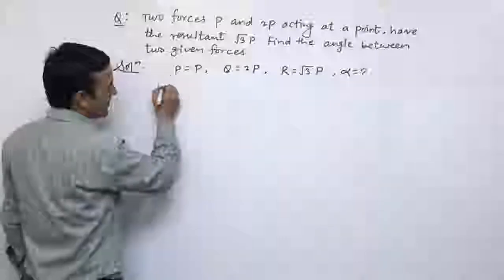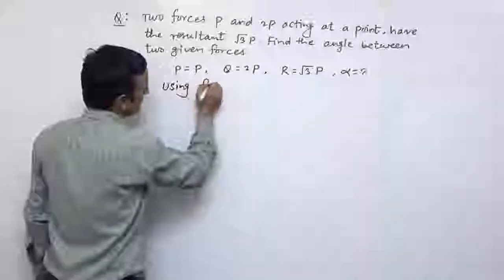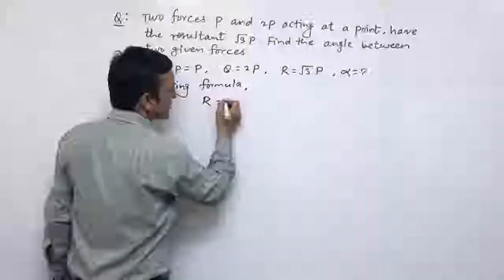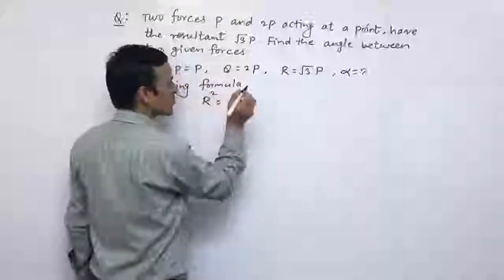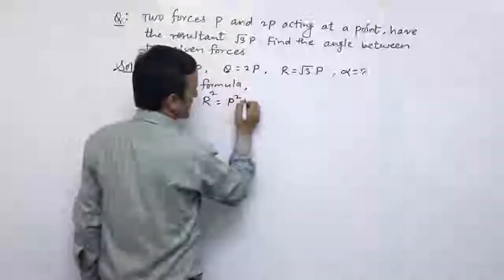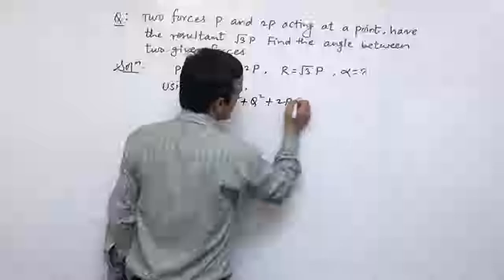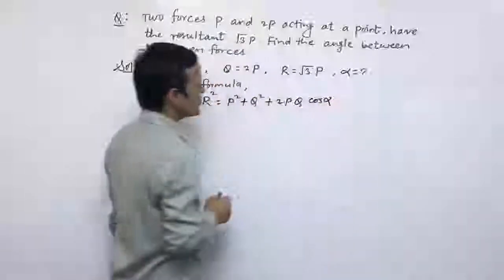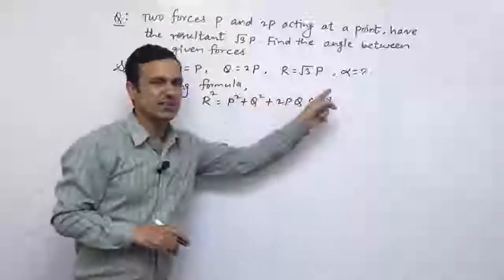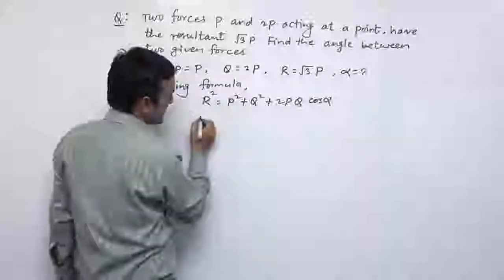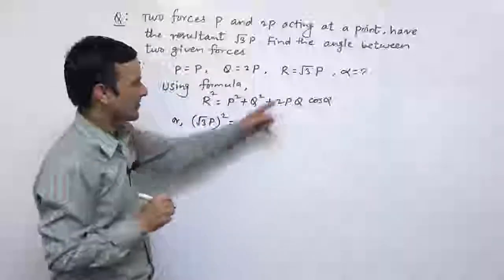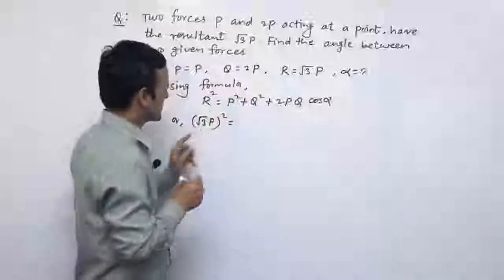Now we can use the formula to find the resultant. R is equal to, or R square, we can write down R square. When we write R square, we do not need to write the root. R square is equal to P square plus Q square plus 2PQ cos alpha. This is the formula to find the resultant. If we write square here, we do not need the root. Then R square is given by root 3P whole square. This is the value of the given resultant, root 3 times P.